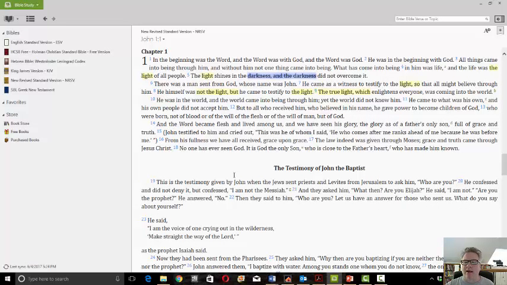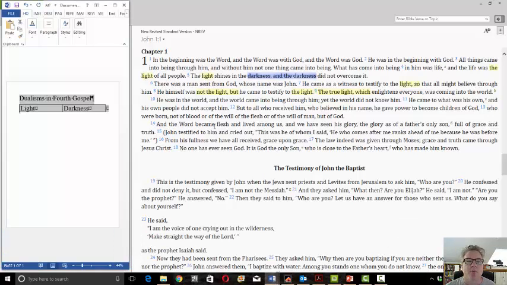Okay, now that you're back, what I wanted to do is go through and talk about these different pieces of the fourth gospel, the dualities. Let's begin just by reading it. In the beginning was the Word, and the Word was with God, and the Word was God. He was in the beginning with God.